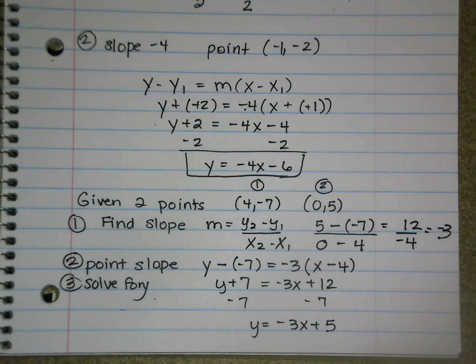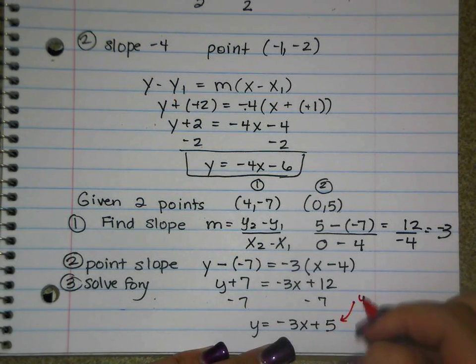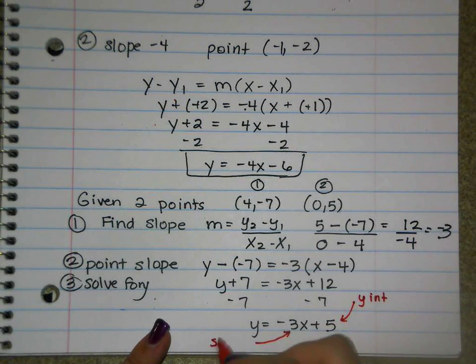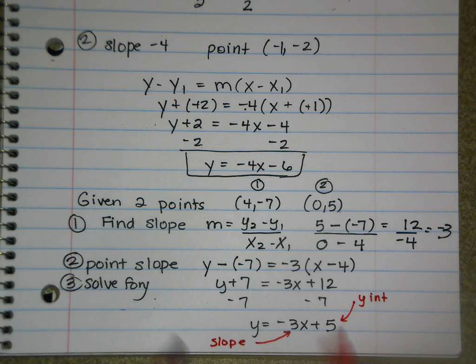If we were asked to graph that, it would be simple because we would know that our y-intercept is here. And here we have our slope. Our slope being rise over run, so it's going to be -3 over 1. The -3 would be down, and the 1 would be 1 to the right. Okay, so that is how you are going to find the equation of a line from 2 points, and how you're going to find the equation of a line given a slope and a point.